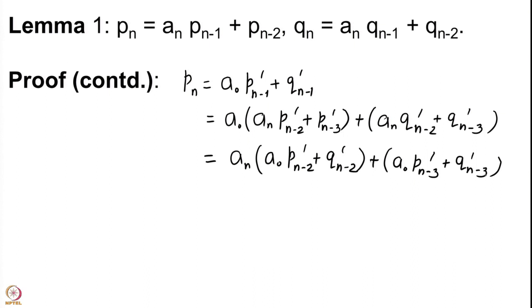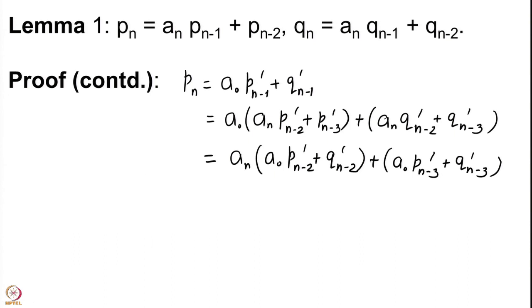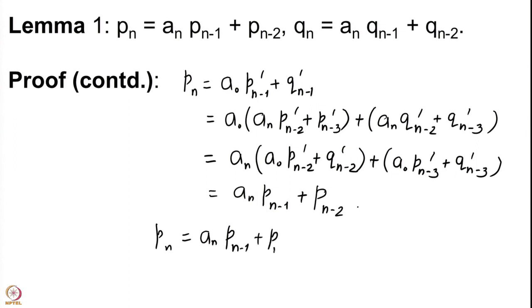Now, using the recursion that we have obtained here for P in terms of Q, note that the jth P is obtained from the (j minus 1)th P prime and Q prime with the a_0 multiplied to P prime. So, a_0 multiplied to the (n minus 2)th term of P prime will give us P_{n-1}, and similarly here we are going to get P_{n-2}, which is what we wanted to prove. The recursion relation for P, this completes the proof.